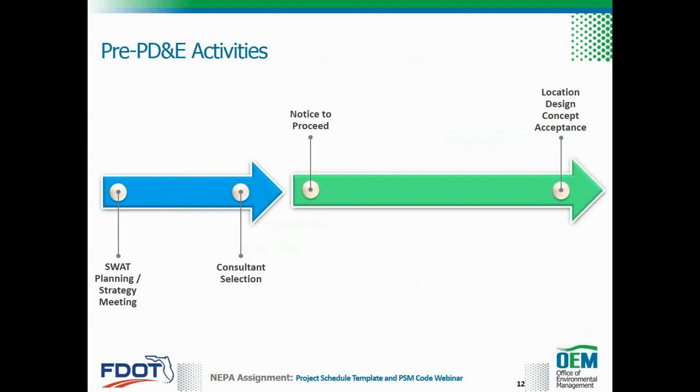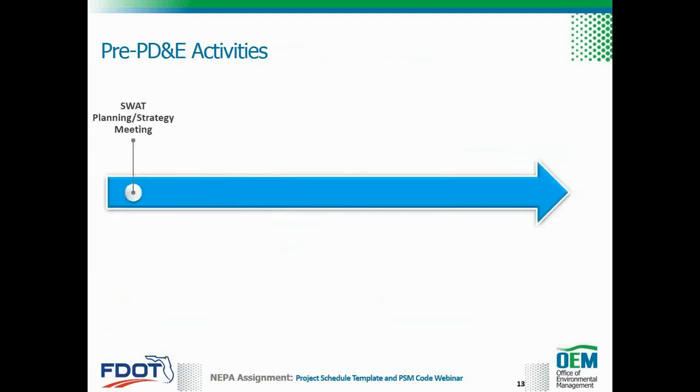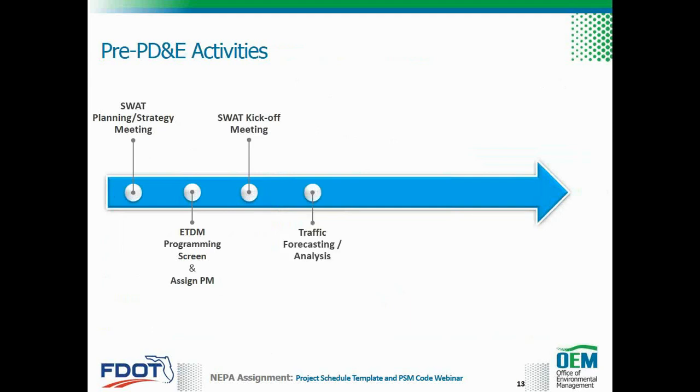So let's take a closer look at the activities represented by the blue arrow. The activities begin with either the SWOT planning or the SWOT strategy meeting. Once the project is selected, it is run through ETDM and the programming screen published. A project manager is then assigned. A year before the selection of the PD&E consultant, the SWOT kickoff meeting is held, and you may choose to prepare a traffic forecast and perhaps analysis for the project. You can also issue an advance notification package if one was not prepared with the ETDM programming screen, and use the ETDM comments, traffic analysis to write your PD&E scope.